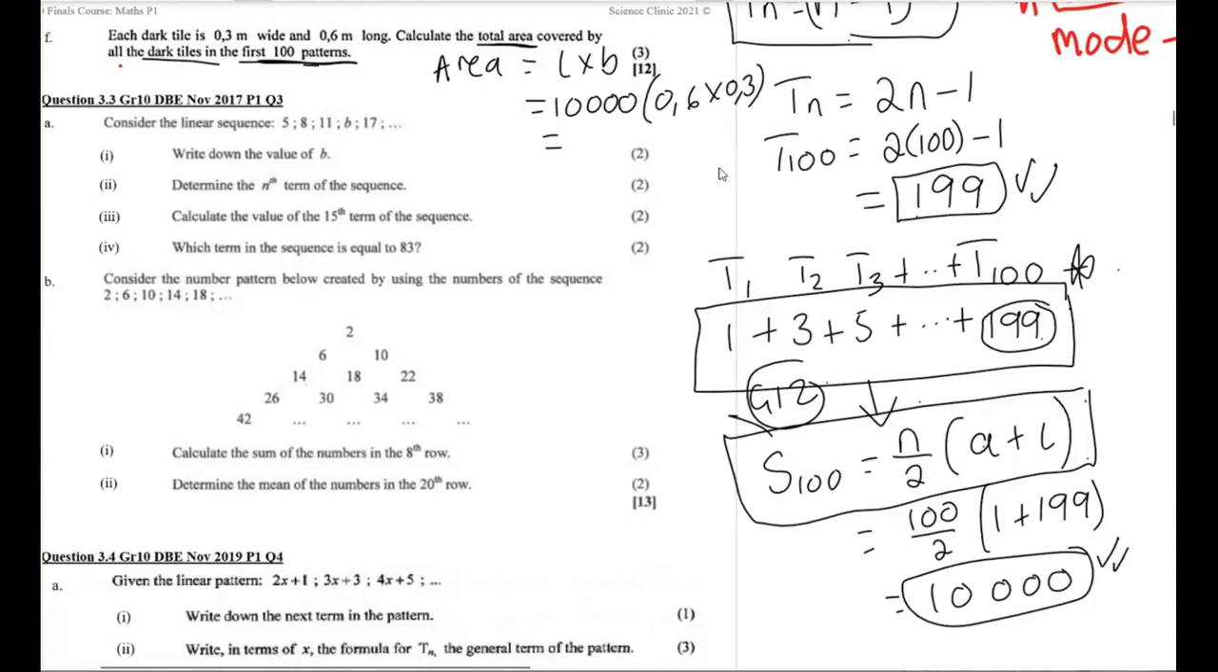What do we get? 10,000 times 0.6 times 0.3. Right, 18,000. Okay, right. So what are these? Is it 18,000 or 1,800? There are two answers. 18,000 or 1,800? 1,800. Okay, square meters. Okay, all right.